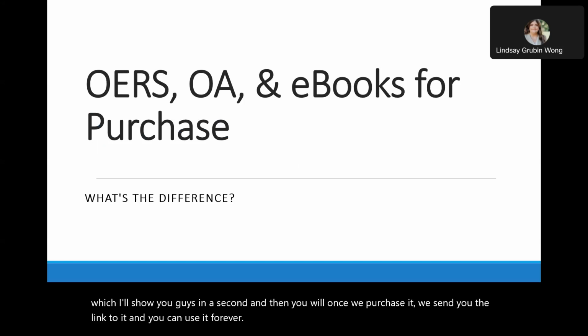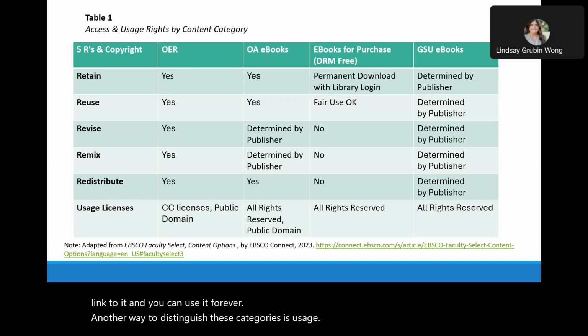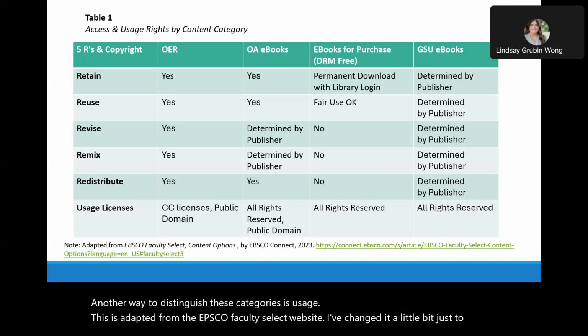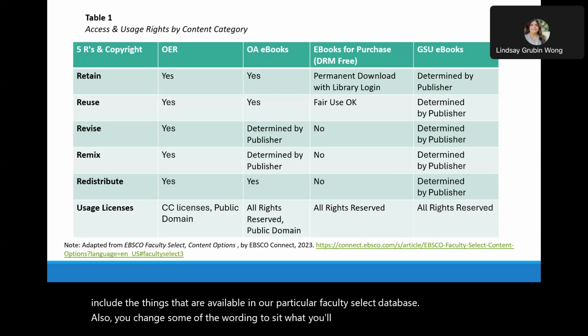Another way to distinguish these categories is usage. So again, this is adapted from the EBSCO Faculty Select website. I've changed it a little bit just to include the things that are available in our particular Faculty Select database. Also, I changed some of the wording to fit what you'll see when using the database.